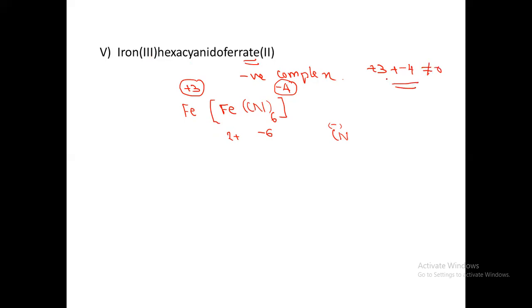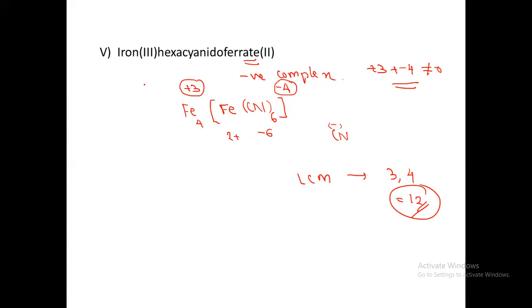You have to make it 0. So how to make it 0? It's 3 and 4, right? So go for LCM. What is the LCM of 3 and 4? It's 3 into 4, 12 is the LCM. Okay, so make it 12. So one Fe has +3 charge outside. So to make it 12, how many Fe do we need? We need 4 Fe, right?